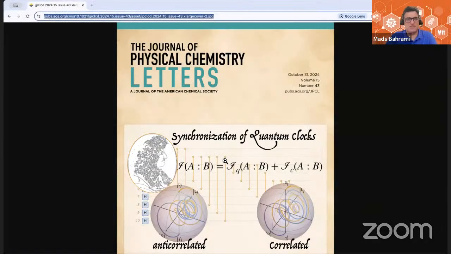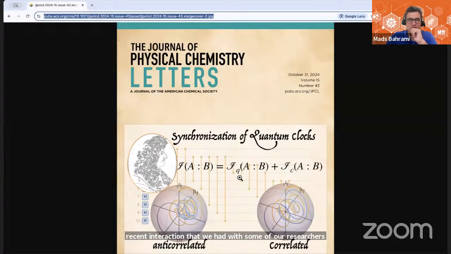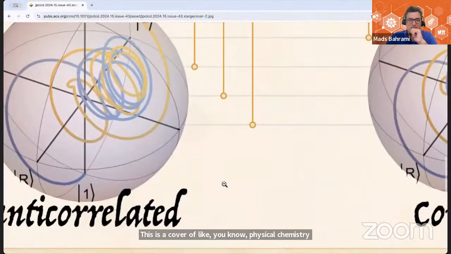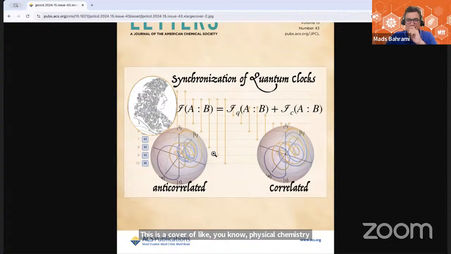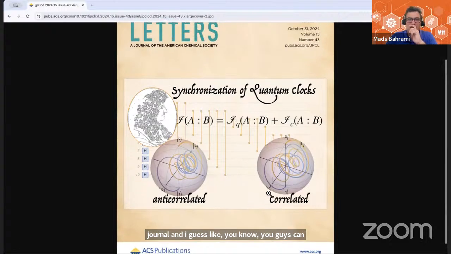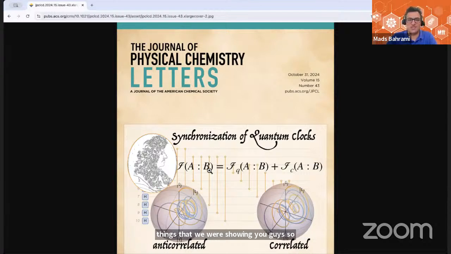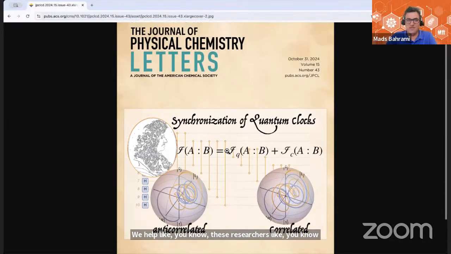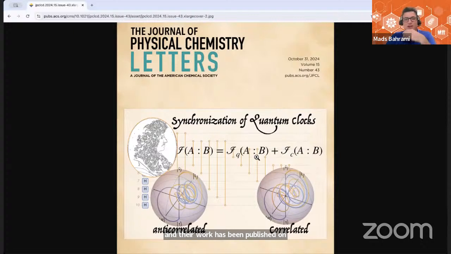Let me also mention one thing, because I know the majority of people here are from academia. I'm just going to show one specific example, a recent interaction that we had with some of our researchers. This is a cover of the Physical Chemistry journal, and I guess you can identify the things that we were showing you. We helped these researchers, and their work was published and went to the cover. And by the way, we were not involved at all as author, co-author, or anything like that.